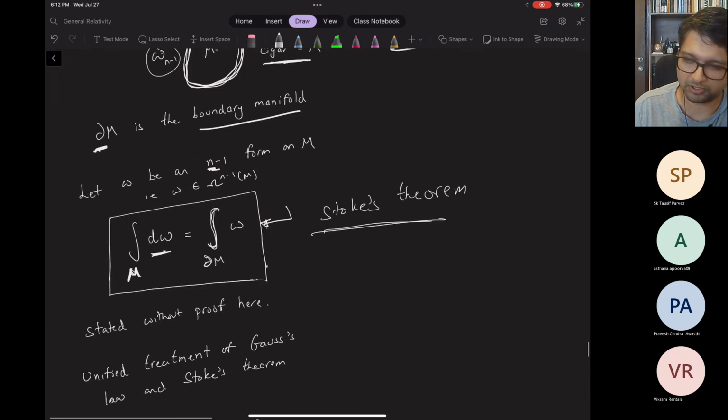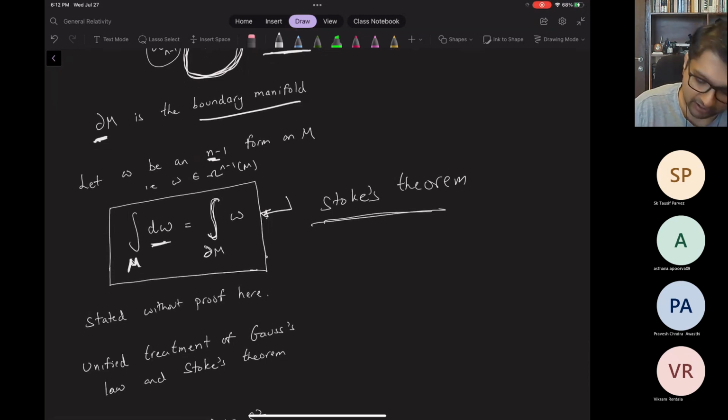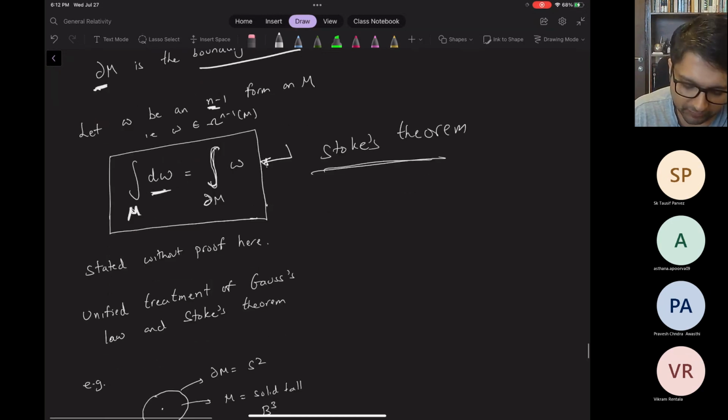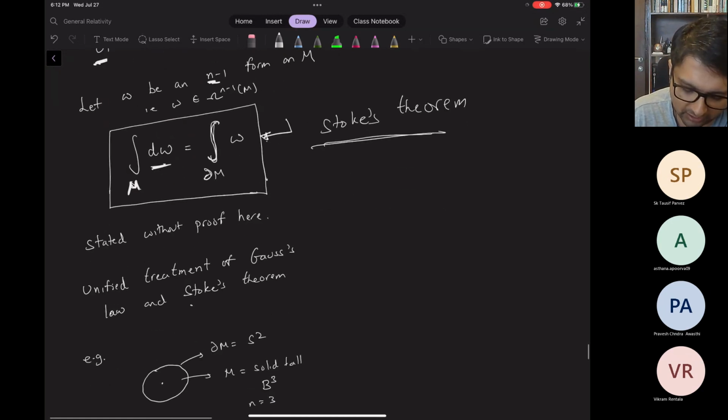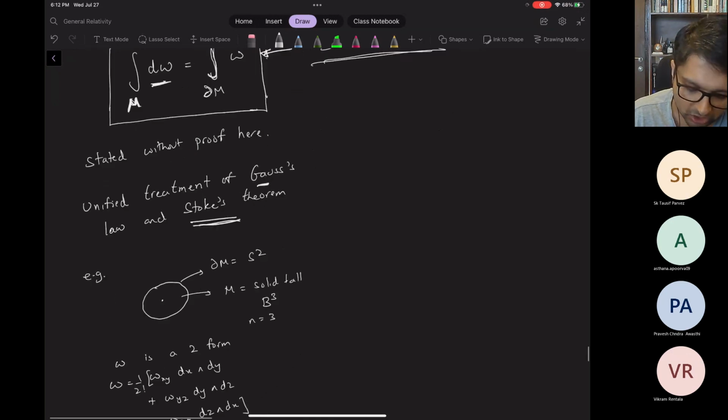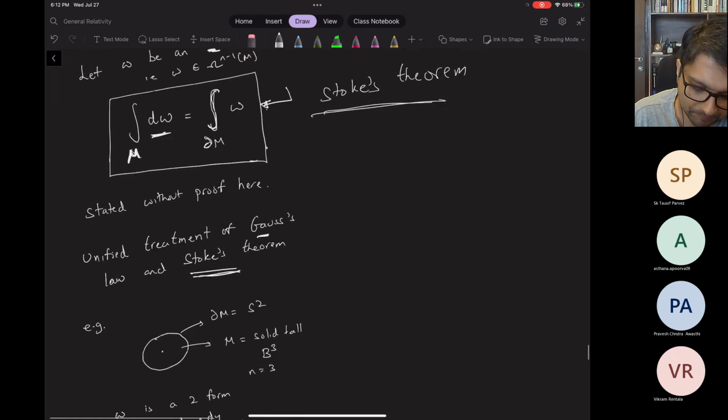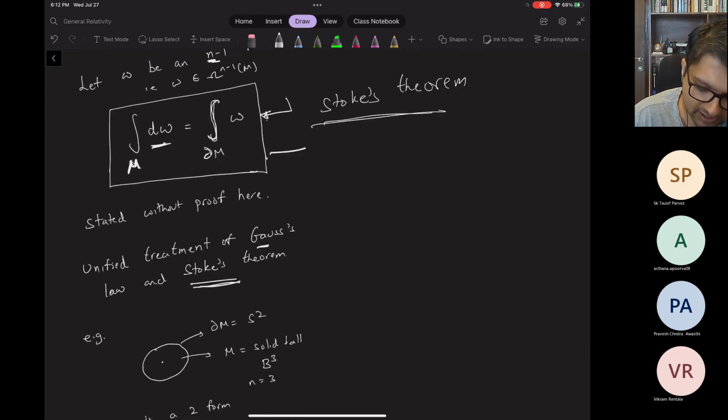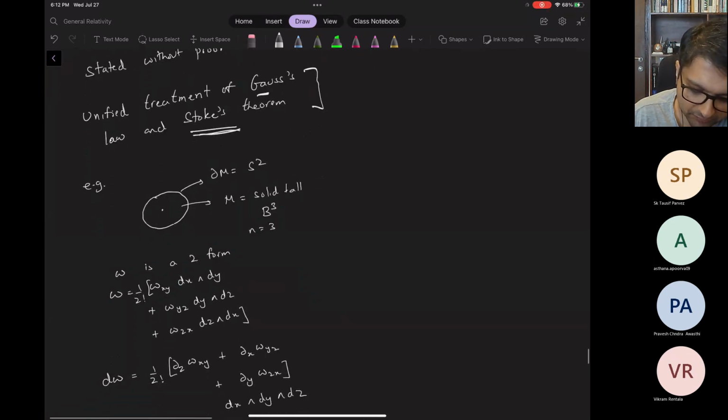Okay, I won't discuss the proof here, but I'll state the results. The important thing about the Stokes theorem is that it's actually a unified treatment of Gauss's law and what you think of as Stokes theorem in 3 dimensions. Let's see how that's true. This is a very nice and compact way of writing, since both Gauss's law and Stokes theorem are encompassed over here. So let's do Gauss's law first.